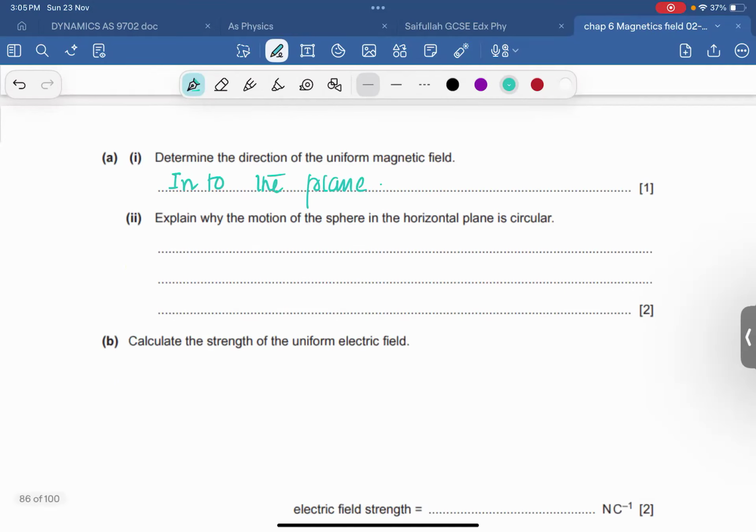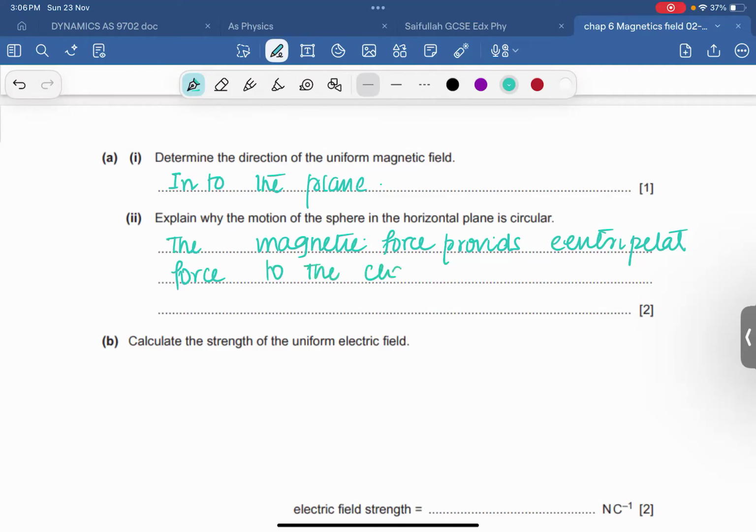Explain why the motion of the sphere is a horizontal circular path. You can say that the magnetic force provides centripetal force to the charged particle. And you have to mention that they're perpendicular to the field, otherwise it won't be exact circular motion.